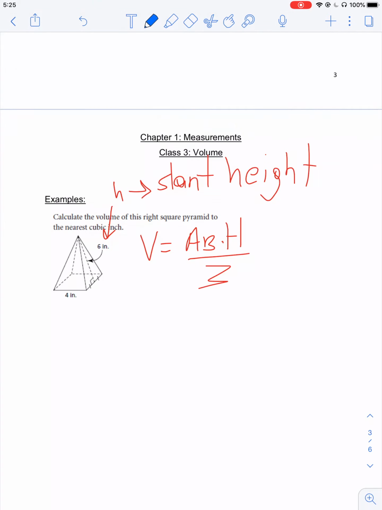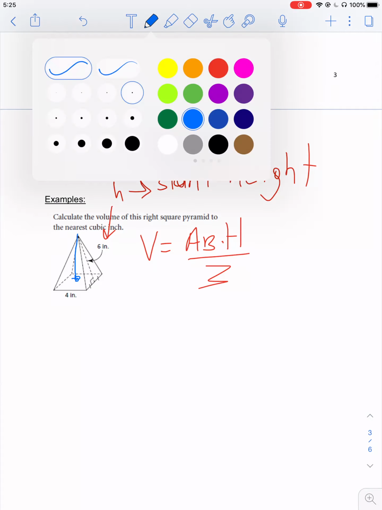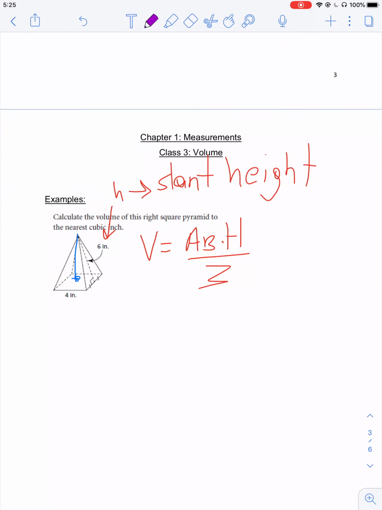So my actual height starts from the vertex, goes all the way to the center of my base, okay? And then I can connect, so I'm going to use a different color, I can connect this center to the middle of my triangle, right? And what you have in red over here, this is your slant height, okay?